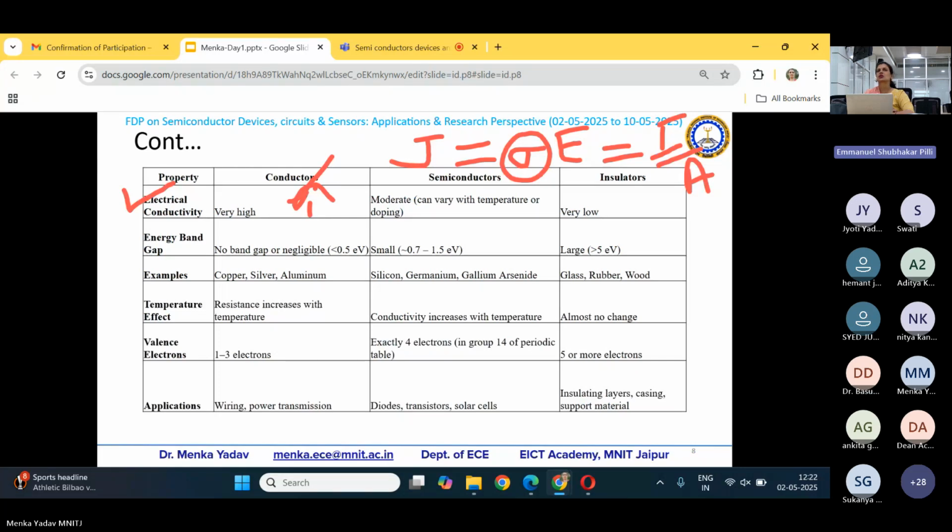For semiconductors, the conductivity is expected to be moderate, but it actually varies with temperature. Why does it vary with temperature? The reason being, the number of free electrons in semiconductors keeps varying with respect to temperature.